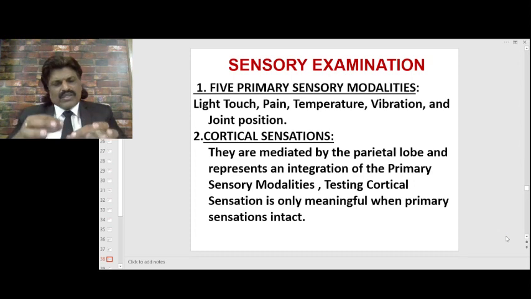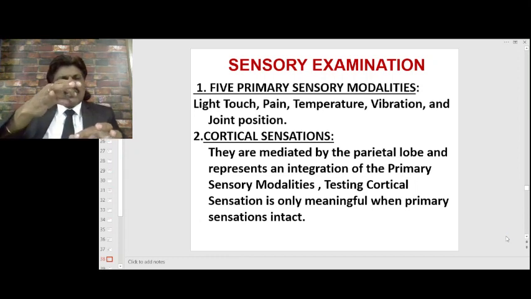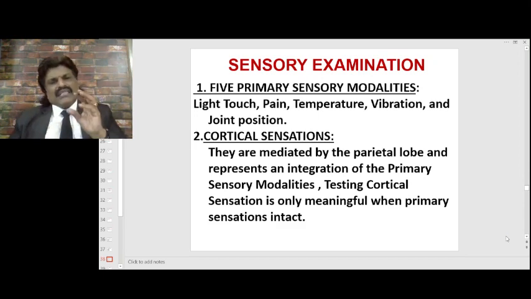Joint position sense: we hold the big toe on the lateral side and move it upwards and downwards. The person, with eyes closed, should be able to tell whether the toe has gone upwards or downwards. So these are the 5 primary sensations we need to test. These are perceived from the receptors till the level of the thalamus.